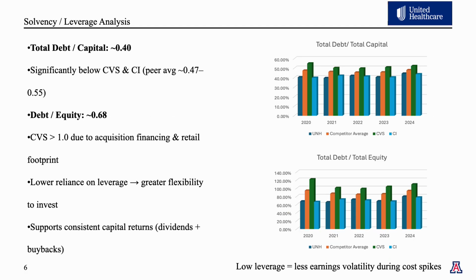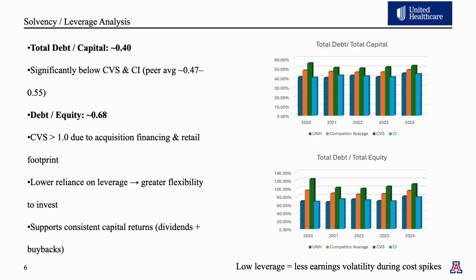So in terms of solvency is where UNH really separates itself from the pack. Its total debt to capital sits around 0.4, and that's significantly lower than both CVS and Cigna. CVS has taken on more leverage due to recent acquisitions and its retail footprint, like we mentioned, in its brick and mortar stores, and Cigna also carries more debt relative to its capital. UNH's capital structure shows something more important, that they don't necessarily need to use debt to generate returns. They generate their returns organically through their operating performance.